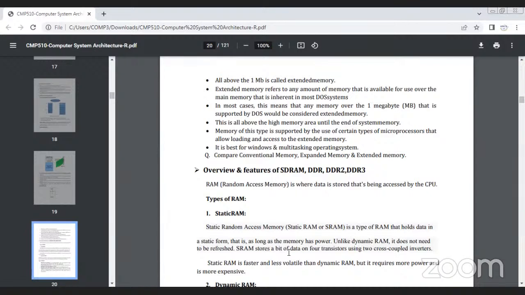So then the next type of DRAM is DDR RAM. So what is DDR RAM? Double data rate dynamic random access memory. This is a faster version of synchronous DRAM. It performs on both edges of the clock signal, whereas standard SDRAM performs its operation on the rising edge of the clock signal. Okay.